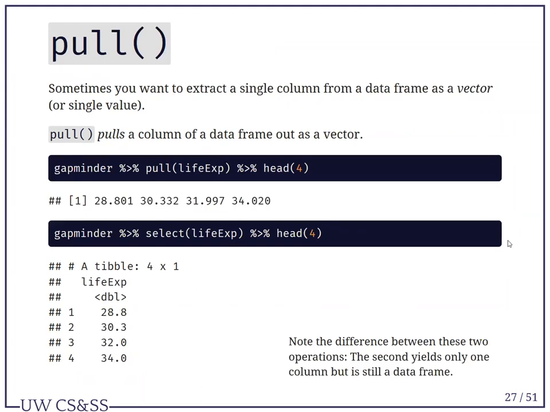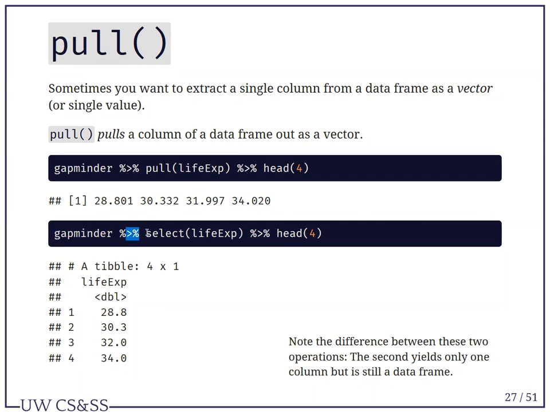Let's talk about pull. Sometimes you want to extract just a single column from your data frame as a vector or as a single value. So pull will pull a column of a data frame out as a vector. So we can take the gapminder data and then pull life expectancy and look at the first 4 elements of it. And we'll see that it has this vector syntax in the output. So instead of it saying a tibble with however many columns and rows, it's just one, I'm forgetting the jargon there, for each of these 4 elements.